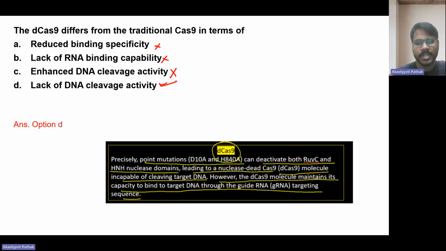So one mutation is in this RuvC domain and another is in this HNH nuclease domain, which makes this Cas9 protein incapable of causing DNA cleavage. Okay.